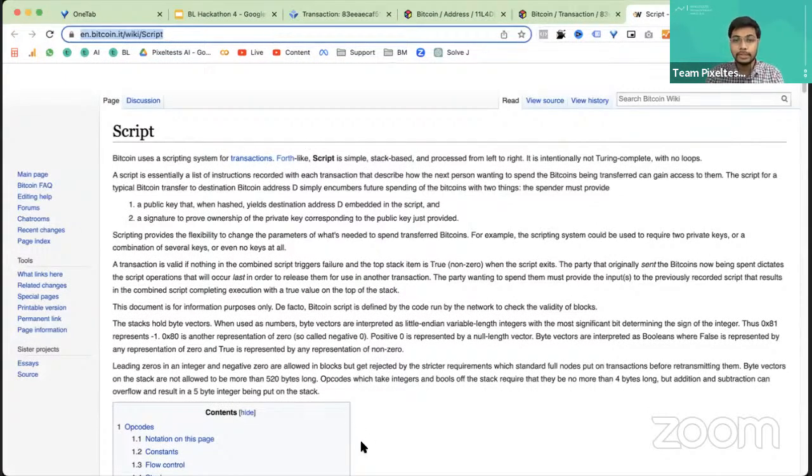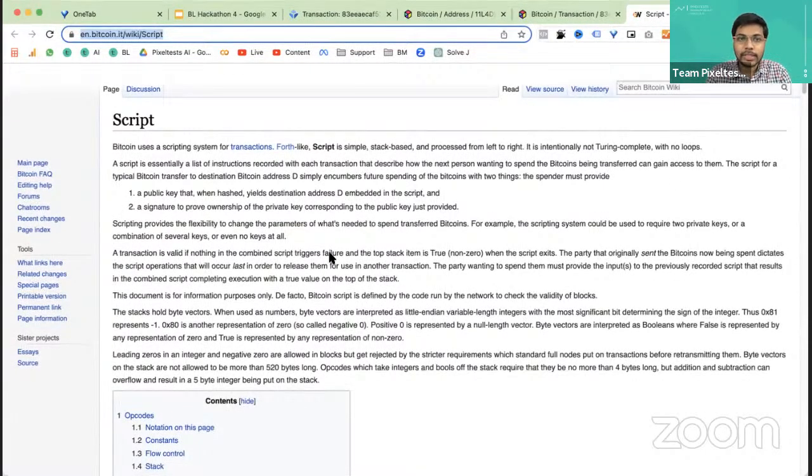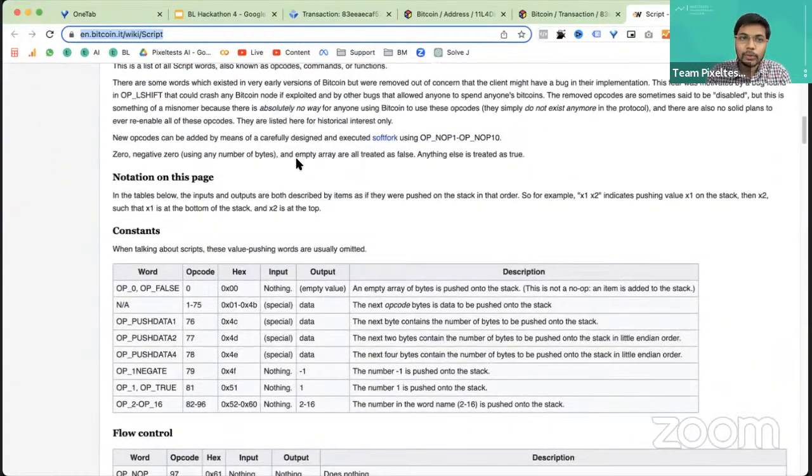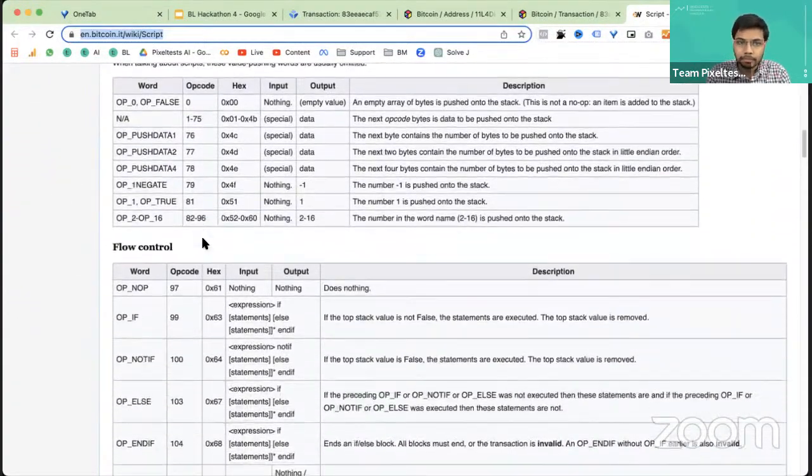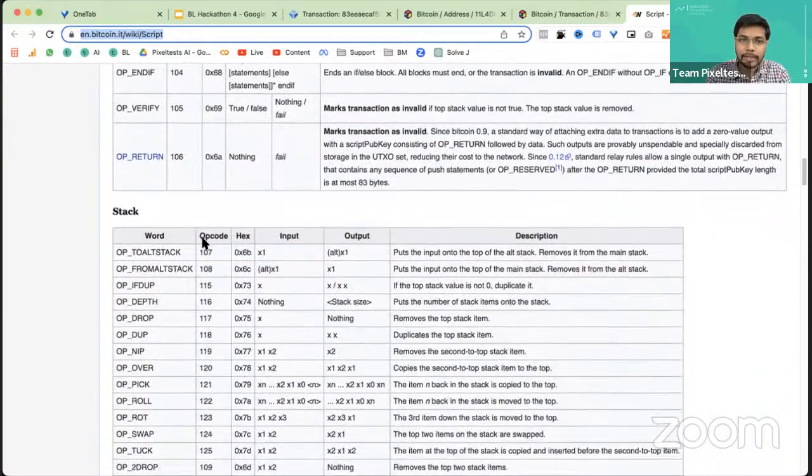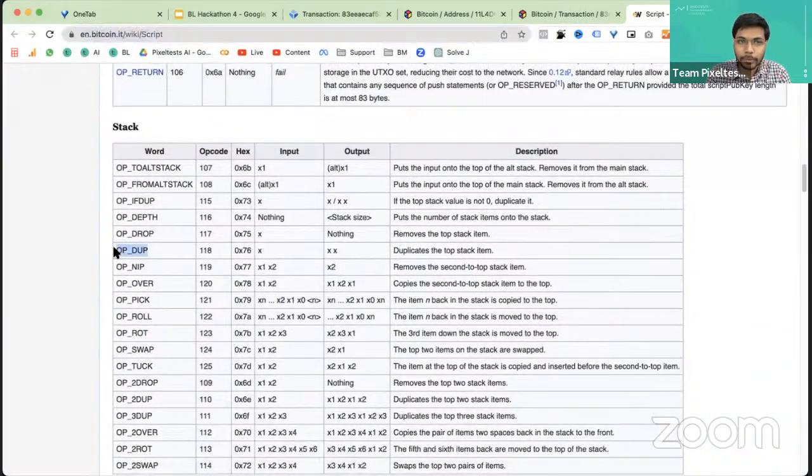So what is Script? I'm sharing the link of the resource here. You can copy and save it for future reference. Now, Bitcoin uses a scripting system for transactions. The name of that is Script, right? Now you can see that there are a lot of commands in that, like OP_DUP, the one that we are talking about.